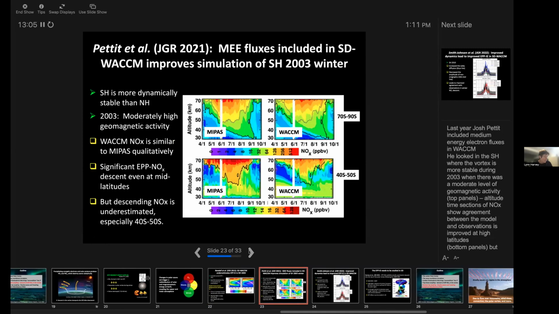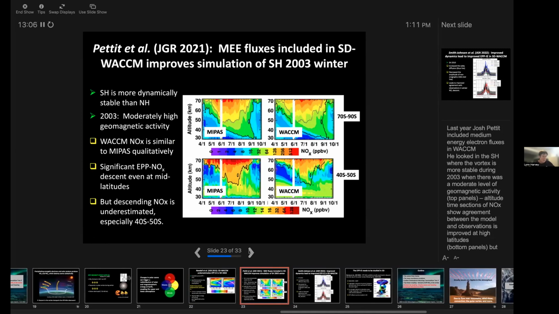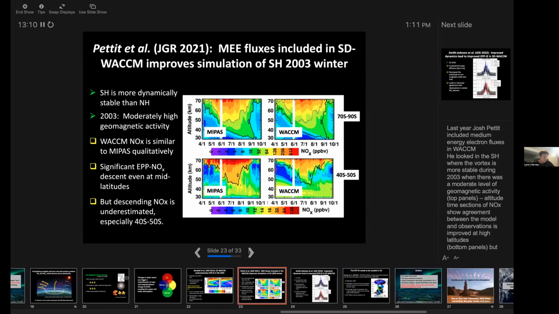And Josh Pettit wrote a paper last year that included the medium energy source of electrons in the model. And that's what these plots show. Also altitude-time sections, also for a year, about 15 years ago. But now in the Southern Hemisphere, where the descent is not as variable. So the transport uncertainties are hopefully smaller.